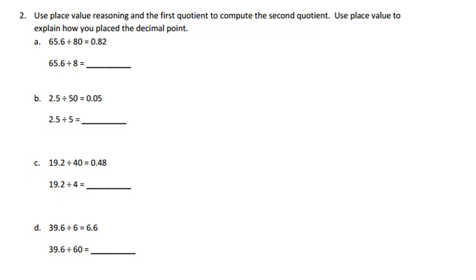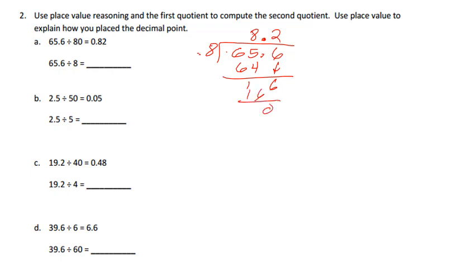Now I didn't tell you how to do number 2, but in case you did, let's go ahead and try it. Let's say I have 65.6. We're dividing that by 8. 8 cannot go into 6, but 8 can go into 65. I know 8 times 8 is 64, so I know we're going 8 times. We bring down our 6, and 8 will go into 16 2 times. 16 minus 16 is 0. So we know this one here would be 8.2.